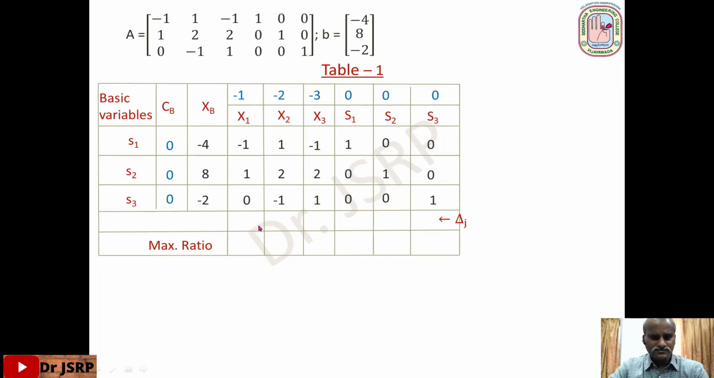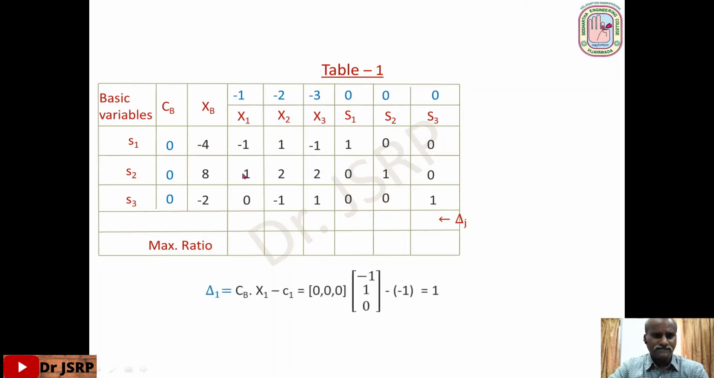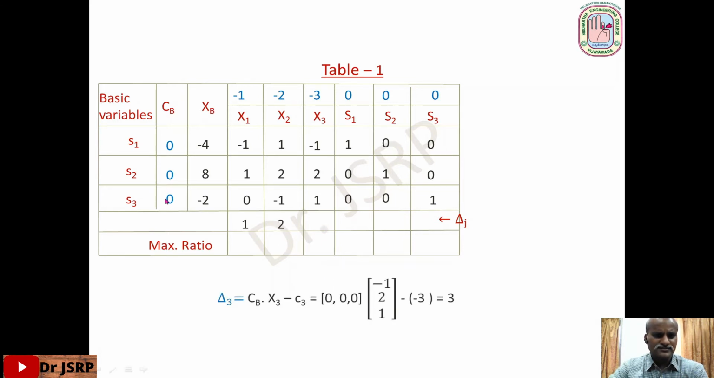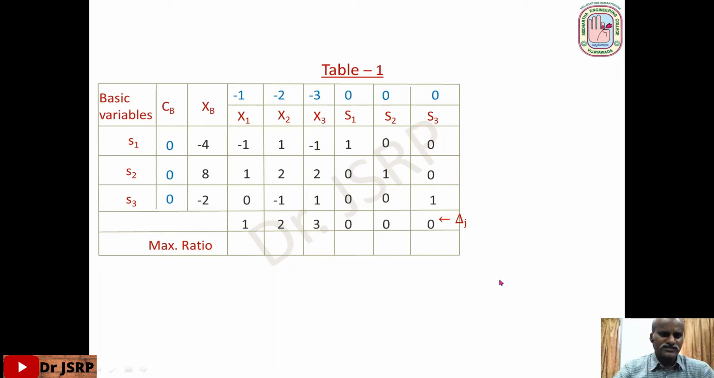Next, find the delta j values. First, delta 1 equals cB times x1 minus this value. Since the cB entries are all zeros, cB x1 is 0, minus of minus 1, which is plus 1. Similarly, delta 2 is cB x2 minus of minus 2, so plus 2. Next, delta 3 is cB x3 minus of minus 3, so plus 3. And s1, s2, s3 are basic variables, where the delta j values are zeros. So this is the first table.